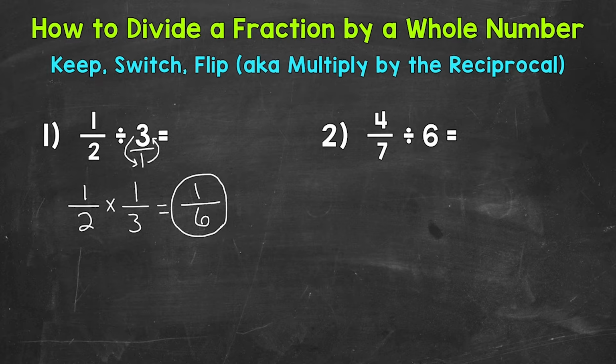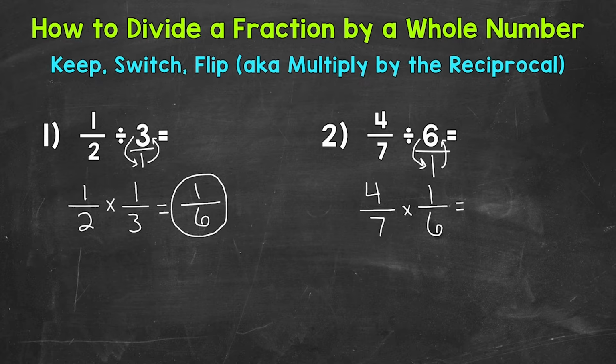Let's move on to number 2, where we have 4/7 divided by 6. Keep, switch, flip. So let's rewrite the problem. Keep 4/7, switch to multiplication, and then we need to flip. So we can write that 6 in fractional form, and now we can flip. So the 1 is now our numerator, and the 6 is now our denominator.